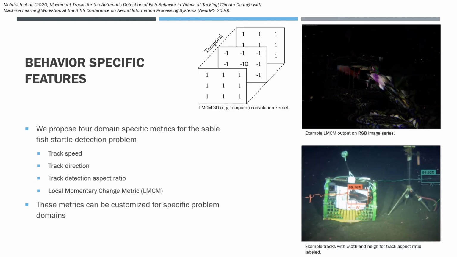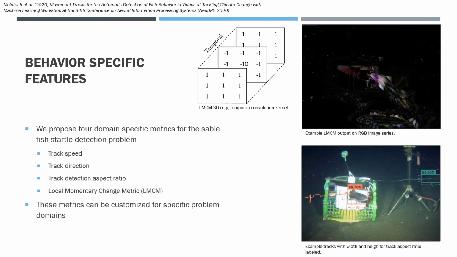Finally, we track a custom local momentary change metric, LMCM. We convolve the LMCM kernel over each color channel of the clip through its spatial and temporal shape. This metric is generally associated with rapid motion of startle events. We take the mean value of this kernel's response within each detection in order to gain the final LMCM value.